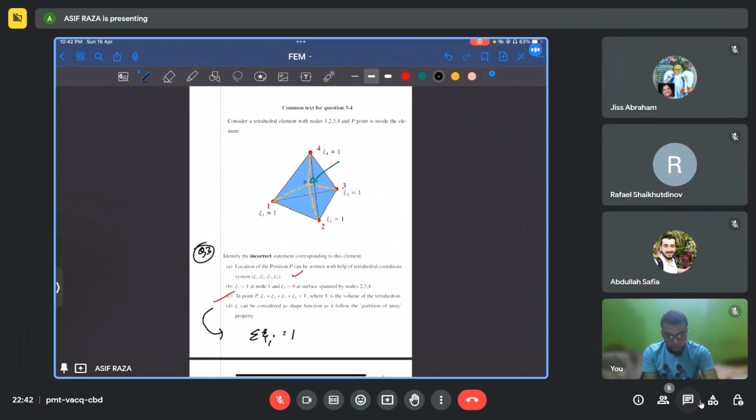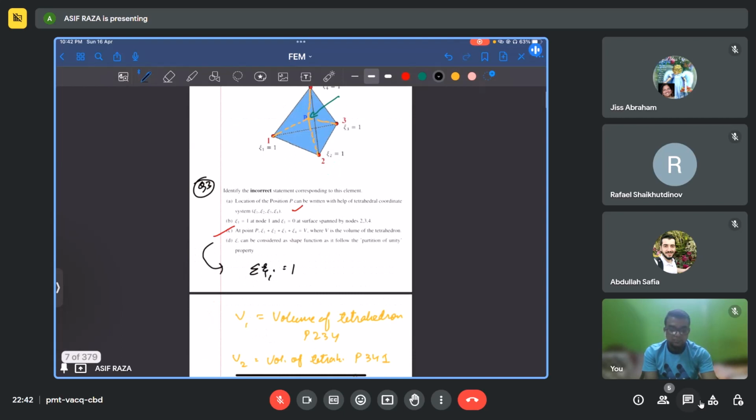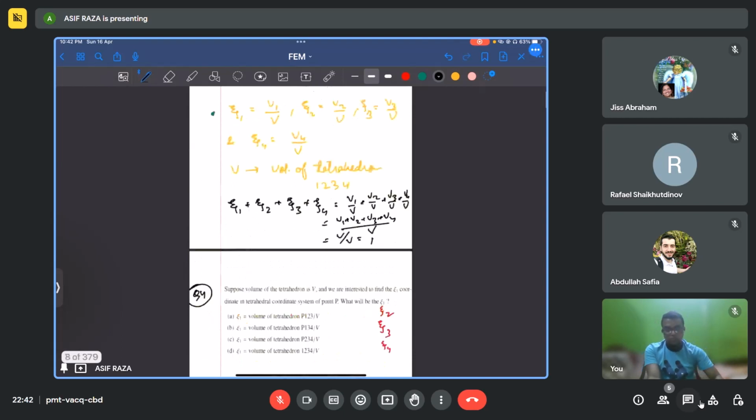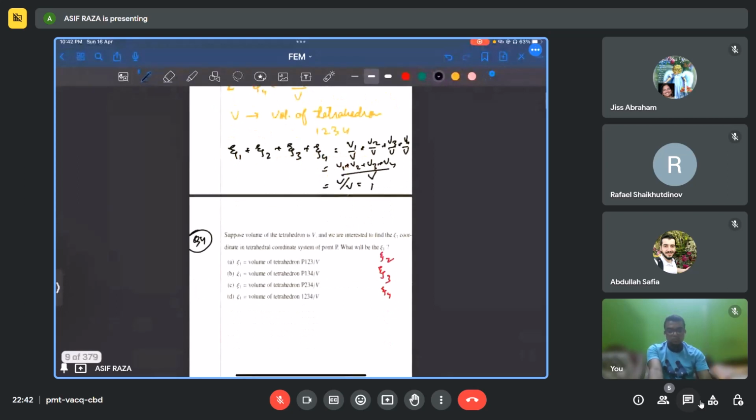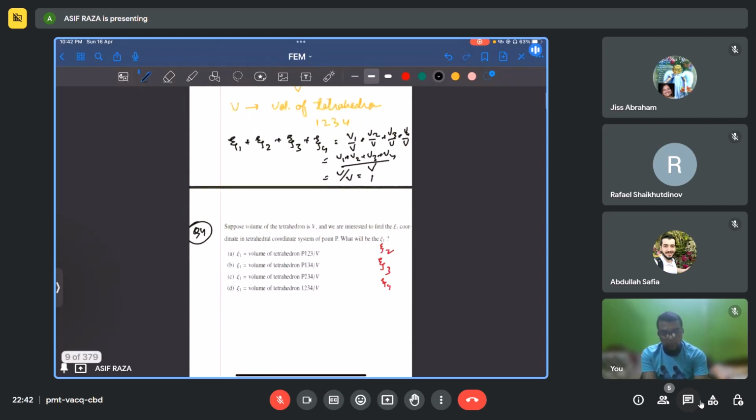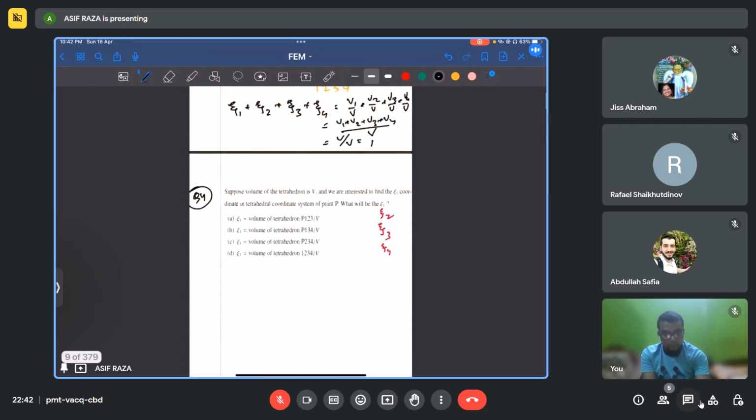Yeah, okay. Thanks. So the next question is quickly we can do. The fourth question is, suppose the volume of the tetrahedron is V and we are interested to find the Xi1 coordinate in the tetrahedral coordinate system of point P. What will be the Xi1? Actually, I have already written down. So rather, I'll just ask what are these values? If I ask you what is this value, and this value, and this value?